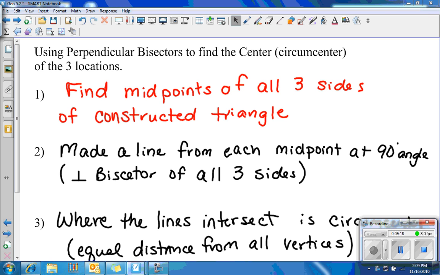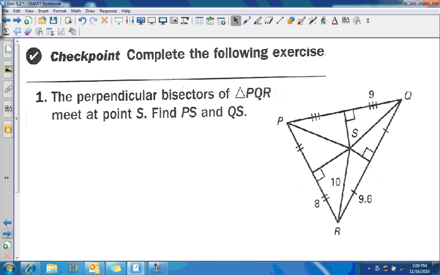All right. So the next one, we're checking this. The perpendicular bisectors of this triangle, PQR, that's the big whole triangle, meet at point S. Find the distance from P to S. All right, so I'm looking for the distance or the length of PS. What would that be? 9.6. Okay, I heard 9.6. Everybody agree?